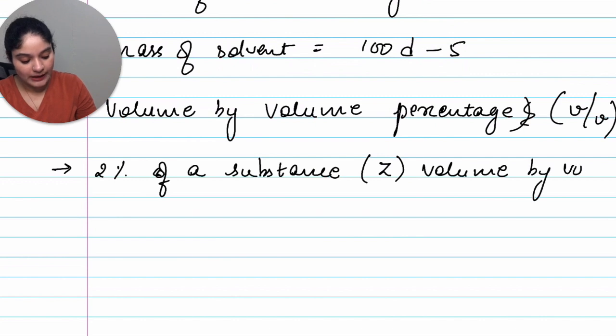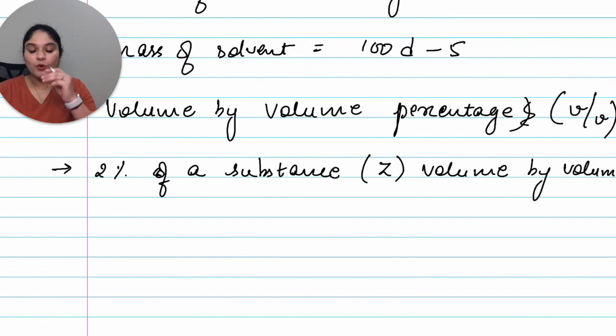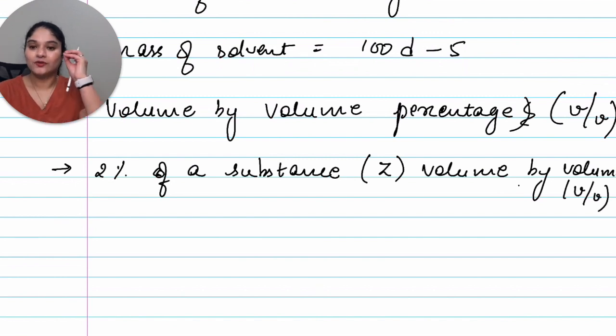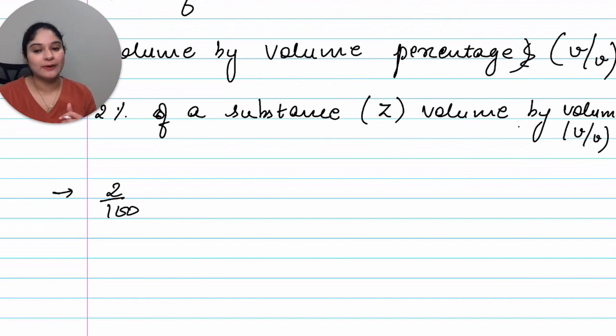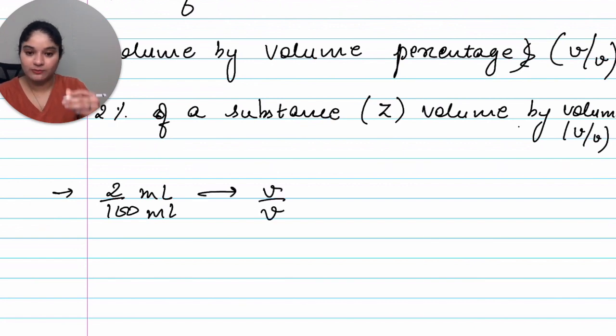volume by volume. So what do we mean by that? They can also say V by V. Again, first I'll put 2% as 2 by 100. That will be my first step. So 2 by 100, and since both of them are in volume, so milliliters and milliliters. This is V by V, both of them are volumes.